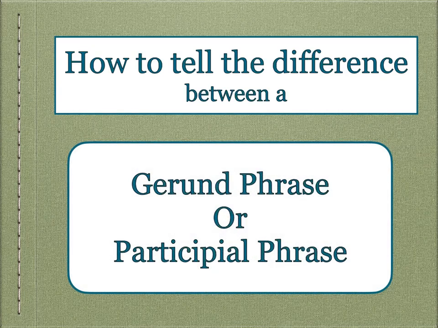How do you tell the difference between a gerund phrase or a participial phrase?